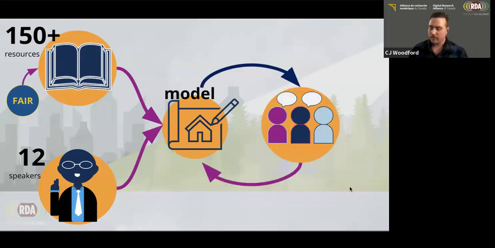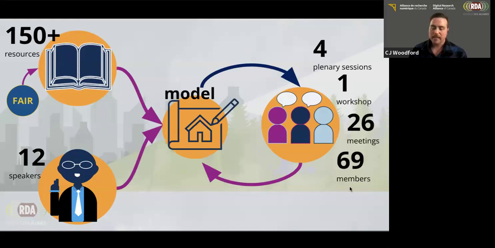It went through several rounds of revision with our working group through plenary sessions, a workshop, and 26 different meetings, in addition to the speaker series. At the time, we had 69 members, and I'm really pleased to say that on the new RDA website, we've got something like 85 members. So that's great. I don't know where those extra 16 people came from, but thank you for joining.